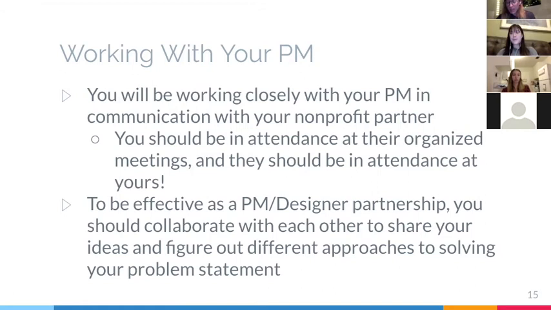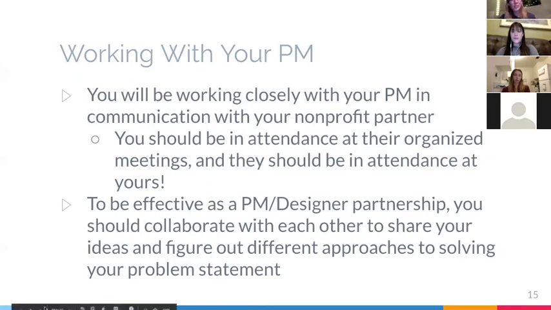And again, these PMs are probably going to be pretty useful. They may not be designers, but they may understand the nonprofit as well, and they're probably going to have some pretty good feedback for your designs, as well as even contributions to your designs. How can you improve them, what they like about them? All of that is going to be very helpful for you as you move through this design process.